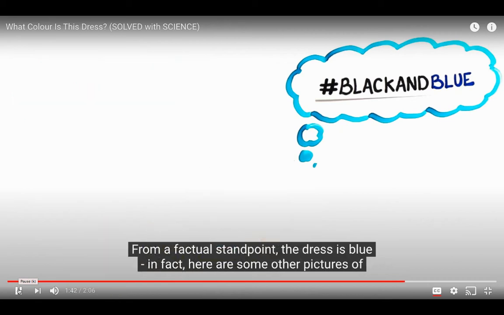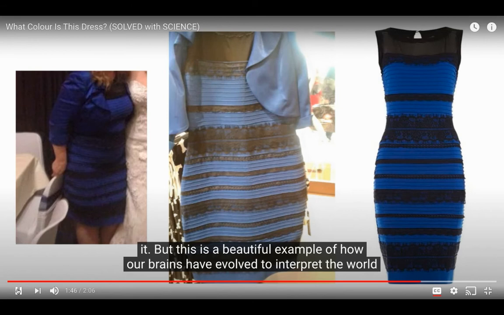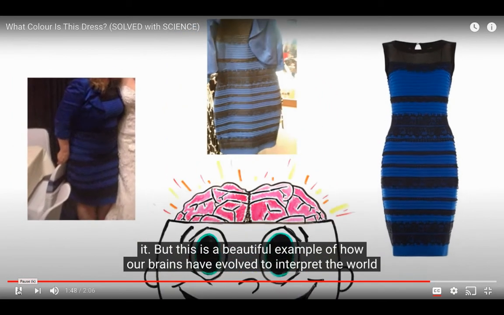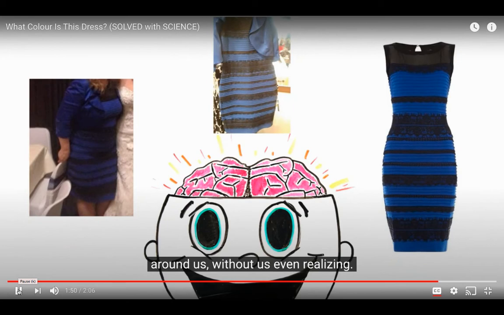From a factual standpoint, the dress is blue. In fact, here are some other pictures of it. Now it's definitely blue. And for those of you that see blue, I wonder if you see it that dark. Some people said they see a lighter blue. It's a beautiful example of how our brains have evolved to interpret the world around us without us even realizing.